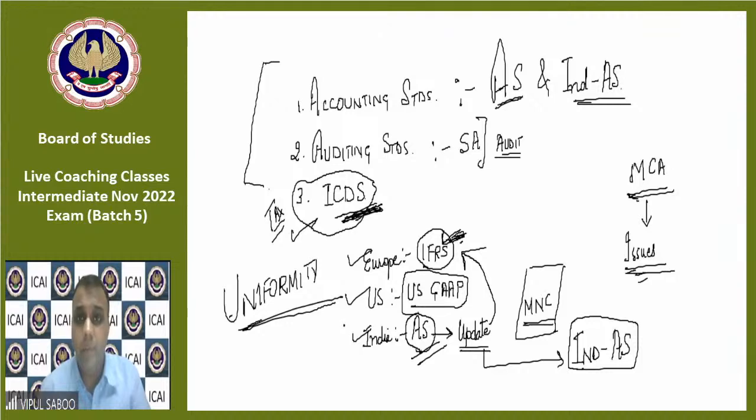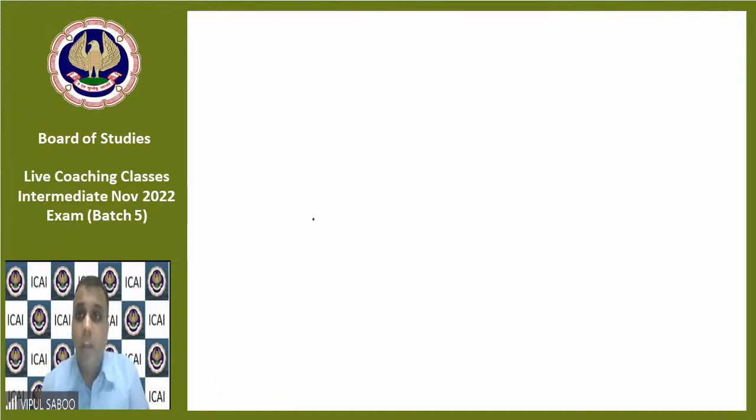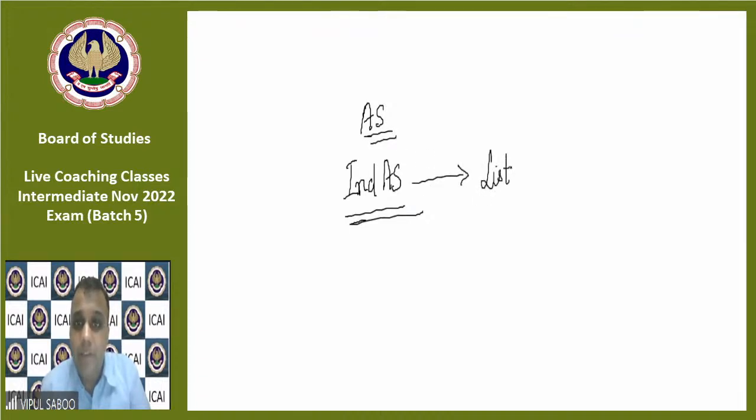Done? Okay. So what happened was when these were approved by the Indian government, they have been implemented in stages. So what stages? AS and Ind AS are simultaneously being followed by different entities. All the listed companies at present have to follow Ind AS, Indian accounting standards. They have no relation with the accounting standards which were originally placed.